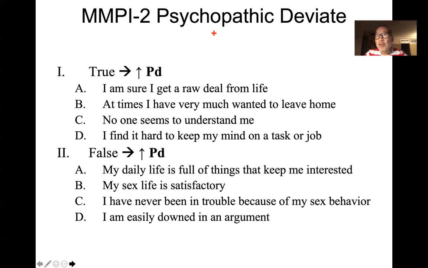Endorsing true on any of these items, A, B, C, or D, will increase your psychopathic deviant score. So: I'm sure I got a raw deal from life, true. At times I very much wanted to leave home, true. No one seems to understand me, true. But if you endorse false, this will also increase the psychopathic deviant scale. My daily life is full of things that keep me interested, false. My sex life is satisfactory, false. I've never been in trouble because of my sex behavior. Oof, false. If they say false with that one.